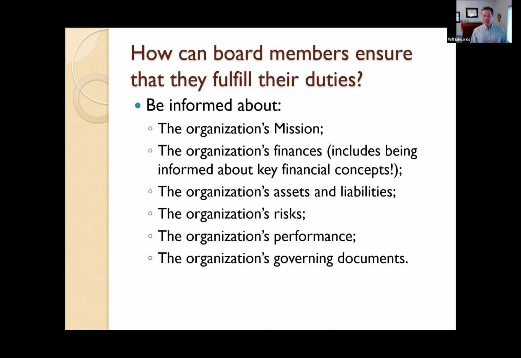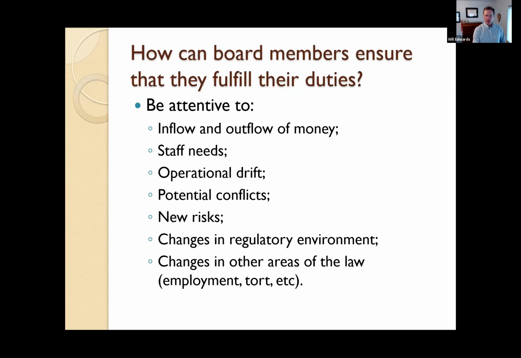and then along with that, the organization's governing documents. So those are the articles of incorporation and the bylaws and things like conflict of interest policies, right? And those govern how you need to go about running the organization. So things like, how many board members do you need for a quorum? How many board members should you have? How often do you meet, right?